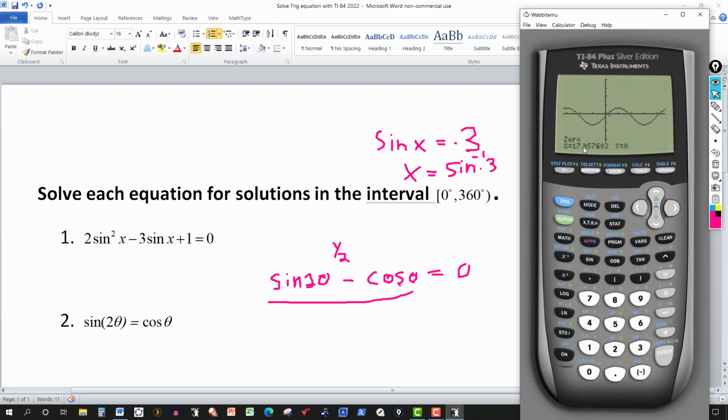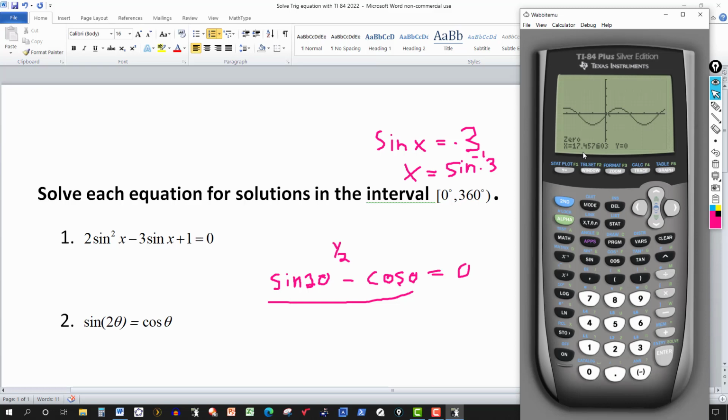So this gives you an approximation. X equal to 17.457 and so forth. And we rounded it off a while ago, and you do the inverse function on the calculator: 17.46 degrees.